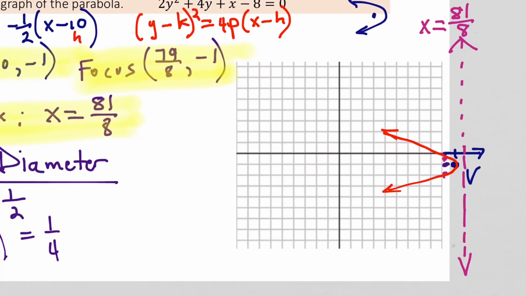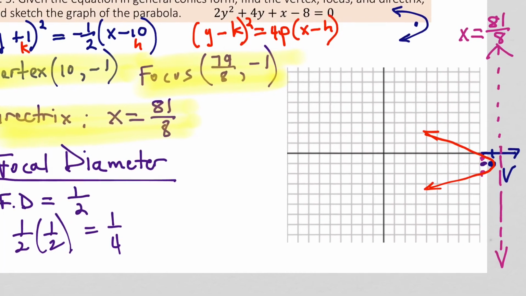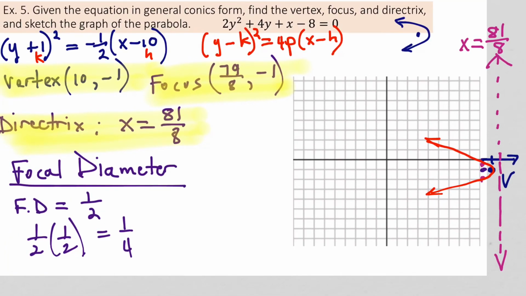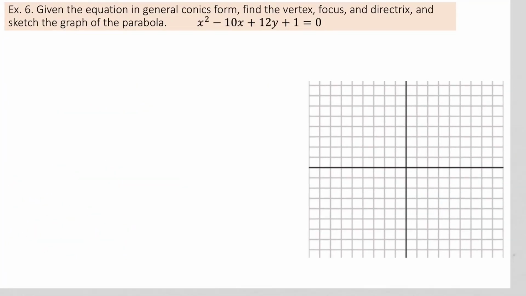All right, so I'm going to go just like that, and that is going to be my rather narrow parabola. So we've got it all done here. Answers the question. All right, let's try it again.